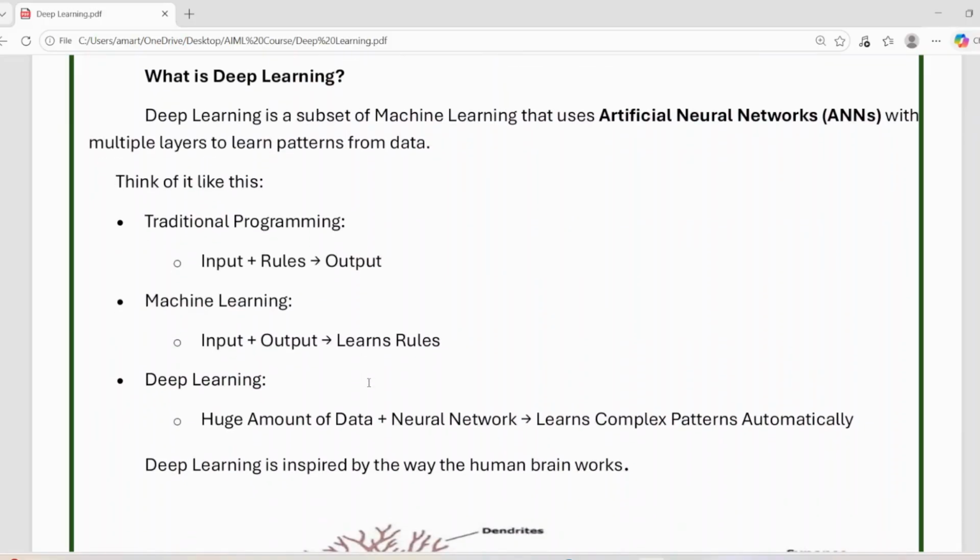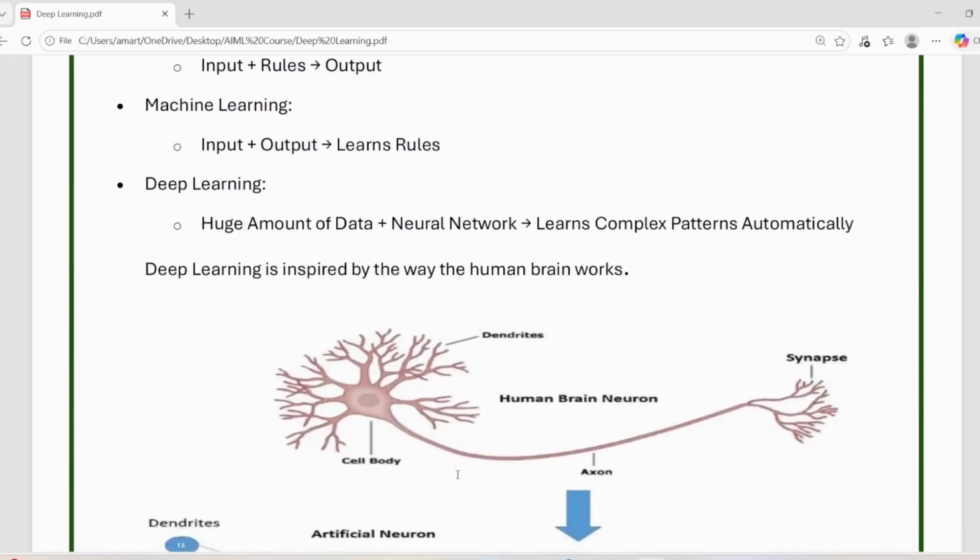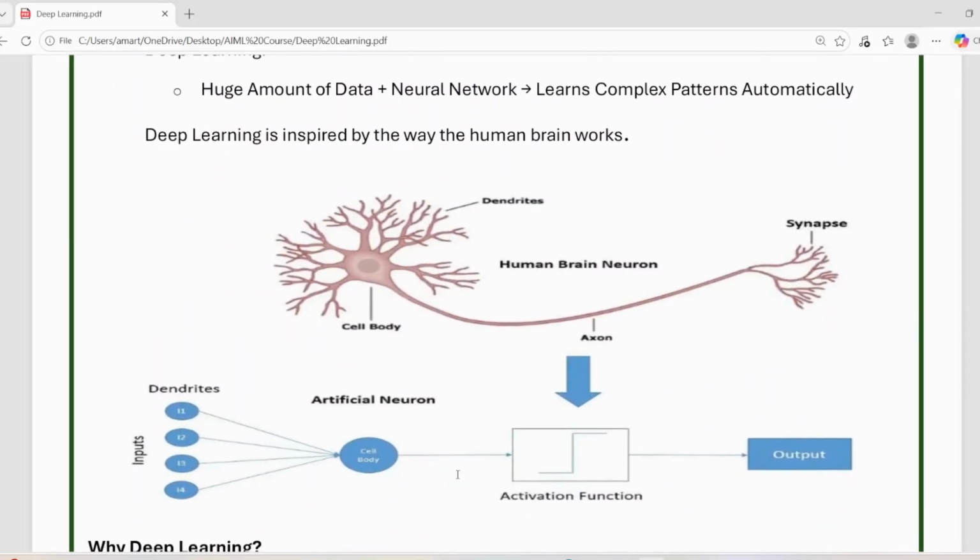Now in deep learning, we will have a huge amount of data, plus it will have neural networks. Because of neural networks, it will learn complex patterns automatically. So, deep learning, you must have heard about it. Deep learning is inspired by the way the human brain works. Let's discuss what it means.